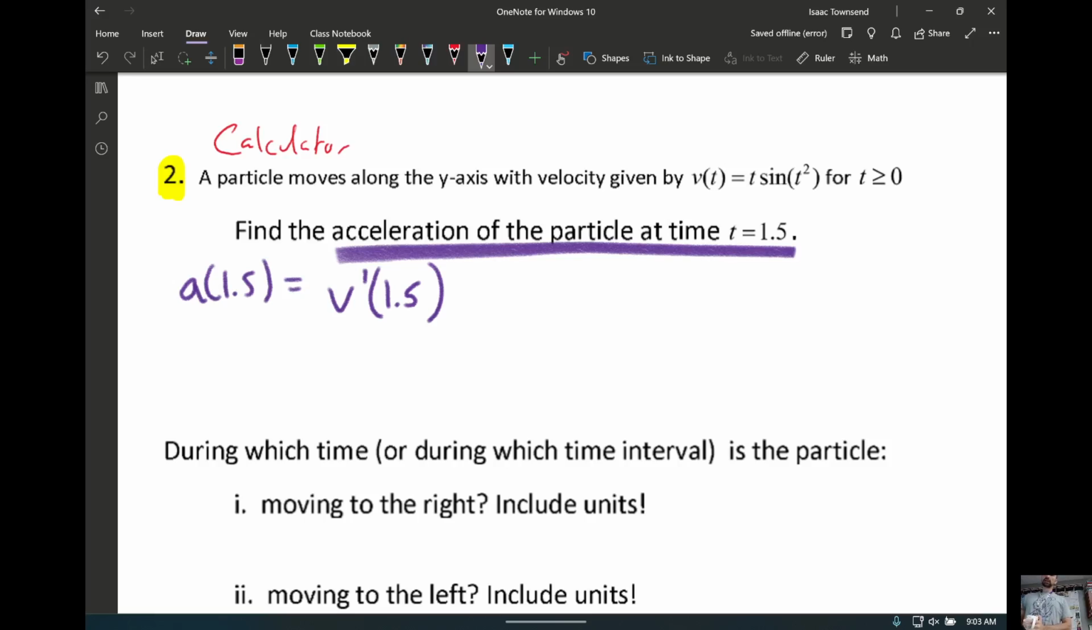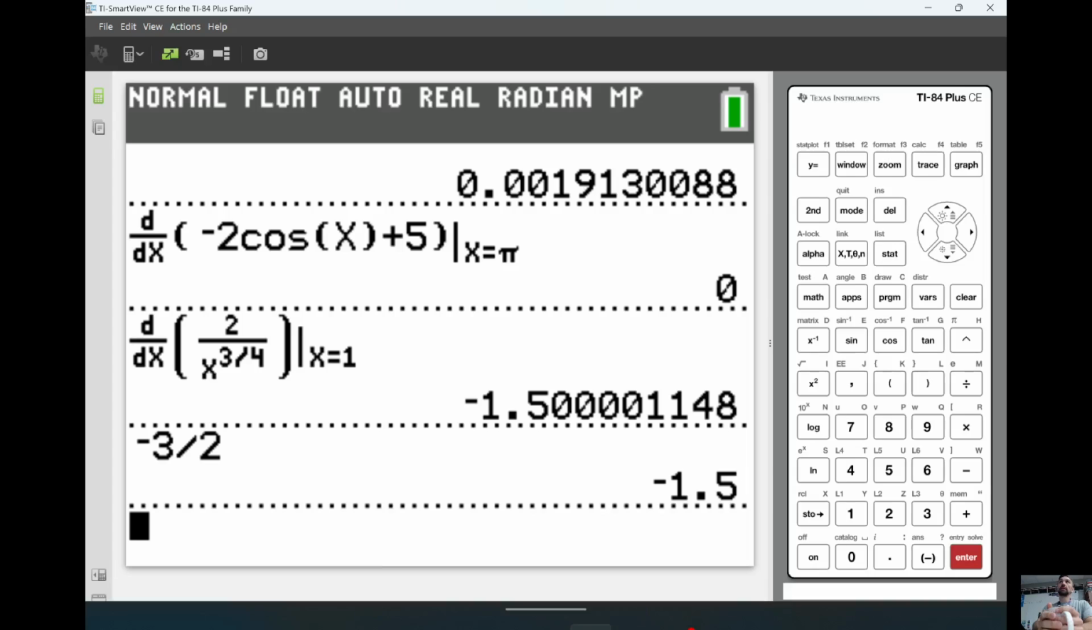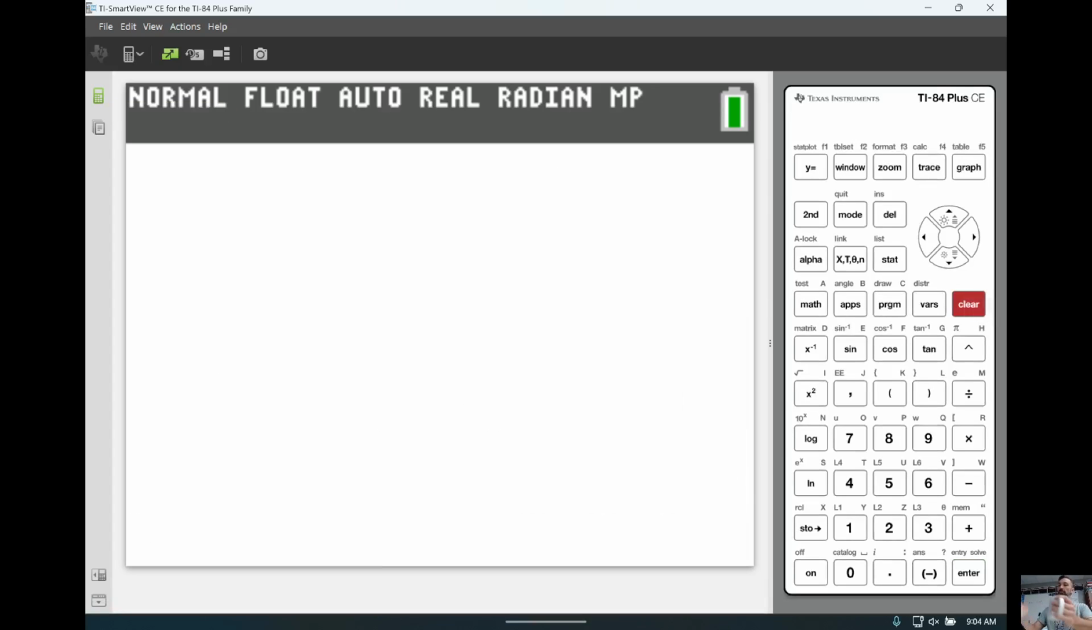So what I'm wanting you to get out of this question is the calculator work. You need to know that sometimes it's appropriate to use your calculator. So if you have a calculator, you can go ahead and get it out, but if you don't have one in front of you, it's fine.